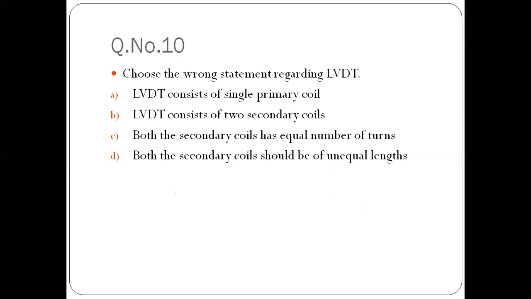Choose the wrong statement regarding LVDT. LVDT means linear variable differential transformer. It is a displacement sensor. So "LVDT consists of a single primary coil" is correct. "LVDT consists of two secondary coils" is also correct. It's similar to a transformer only. It has a single primary coil and two secondary coils. "Both the secondary coils have an equal number of turns" is also correct. "Both the secondary coils should be of unequal length" is wrong, because both the secondary coils should be of equal length. So option D is the wrong statement. We have been asked to choose the wrong statement, so option D is the correct answer.